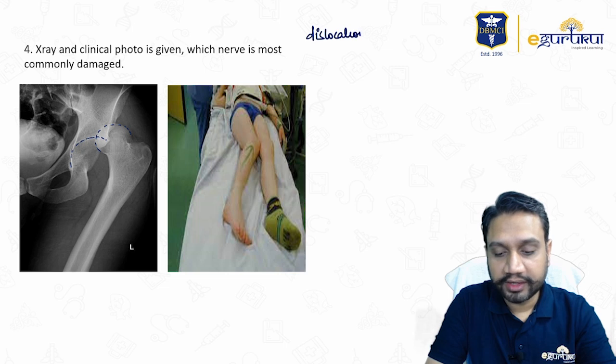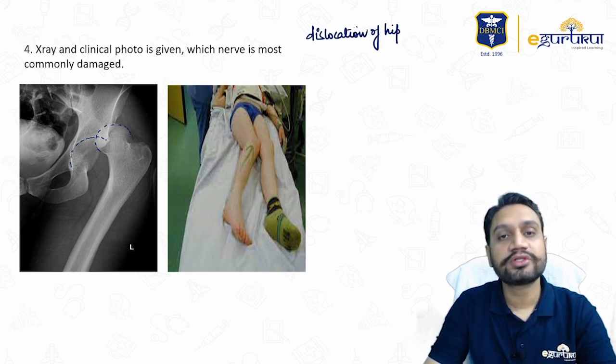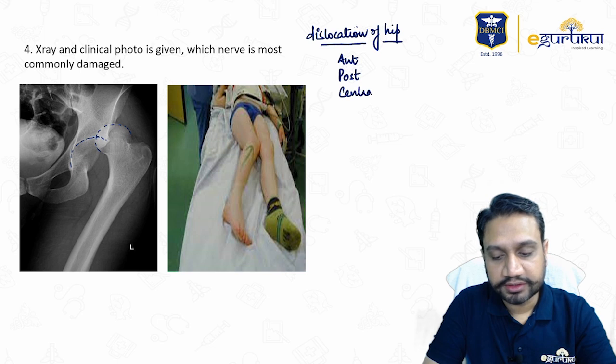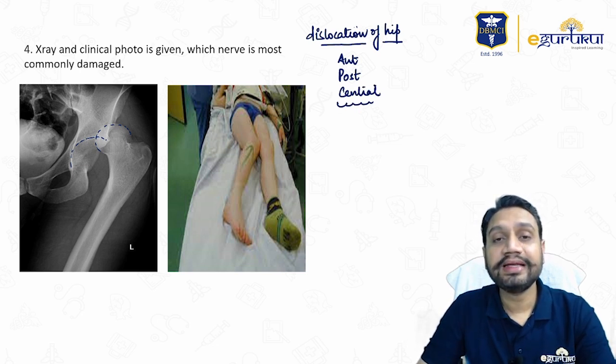So we know that we are dealing with dislocation of the hip joint. When you talk about dislocation of the hip, we know that it is of 3 types. It can be an anterior dislocation, a posterior dislocation, and a central fracture dislocation. We can easily differentiate them by the posture of the patient's limb.